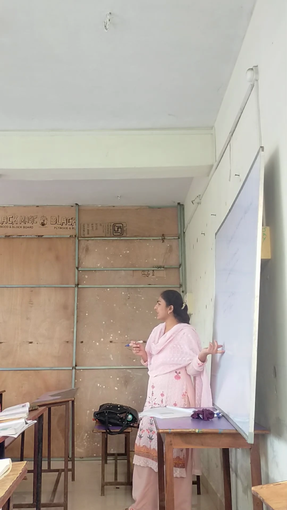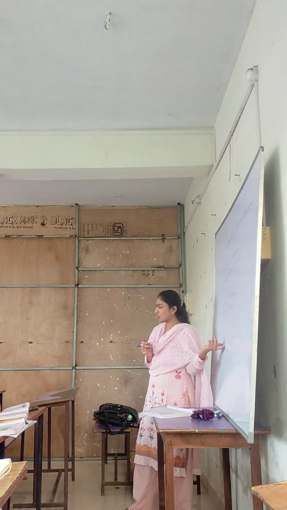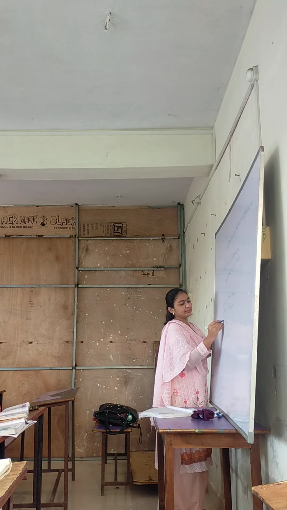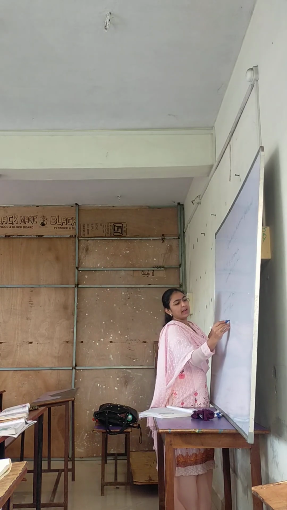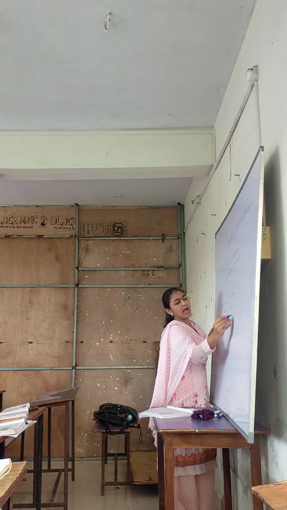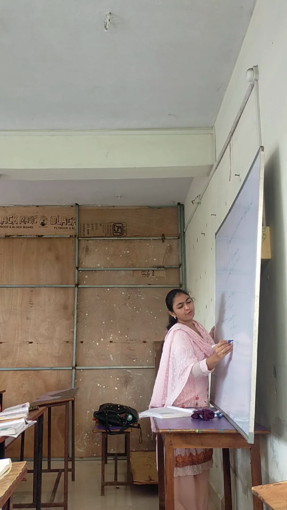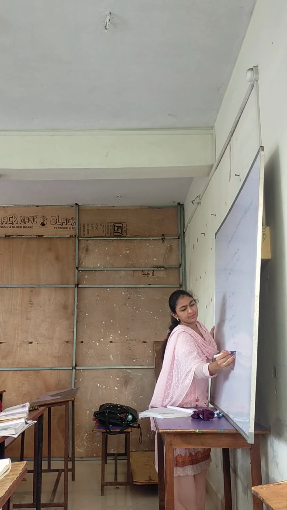Now actually we'll see what happens during fertilization. First of all, for fertilization, ejaculation should take place. What is the term? Ejaculation. What is ejaculation? Liberating out, or we can say eluting out, the semen from the male body.